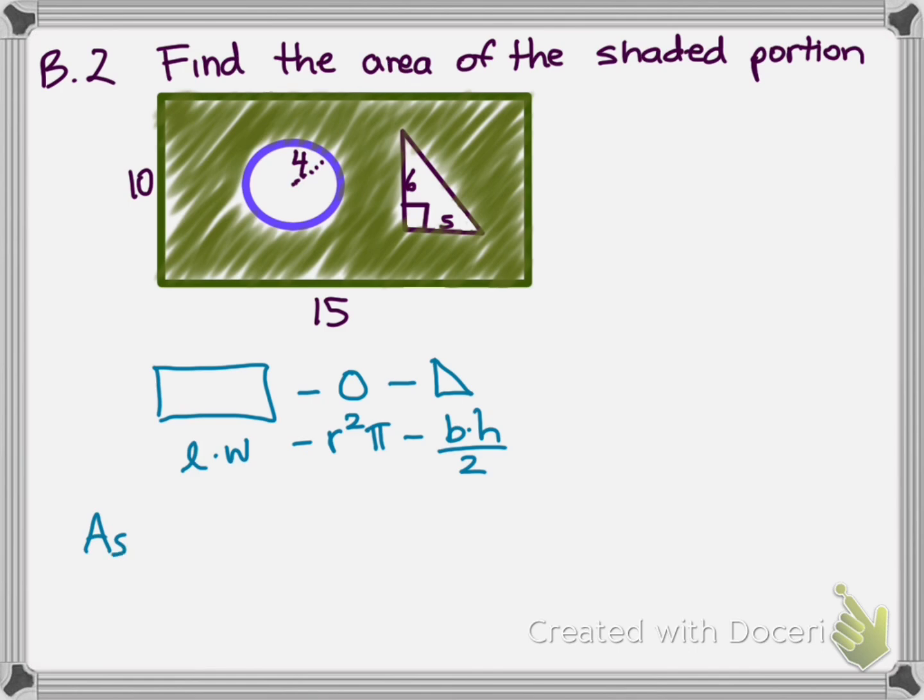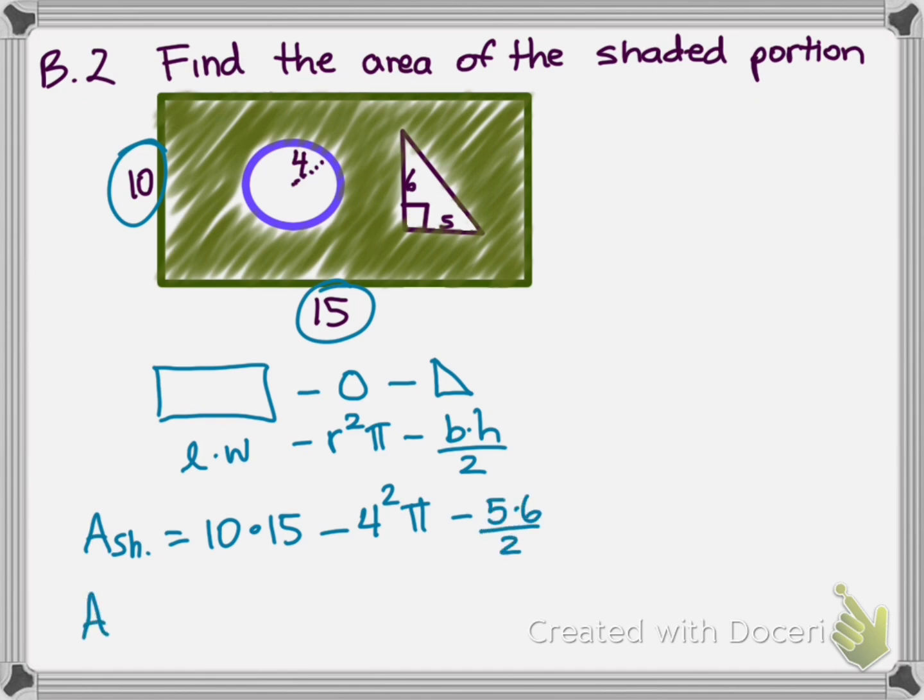So the area of the shaded portion is going to be 10 times 15, which is the length and the width here. Then the radius squared, which is 4 squared pi, minus the base times the height, which is 5 times 6 divided by 2. And if I simplify that, that's going to be 150 minus 16 pi minus 15. And then they are like terms, so I can only subtract the 150 minus 15, which is 135 minus 16 pi.